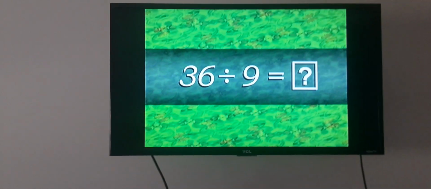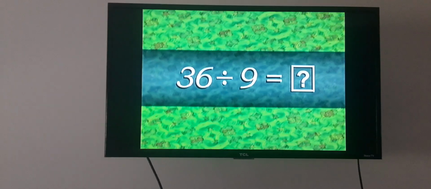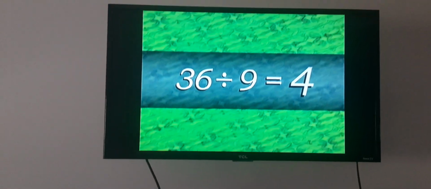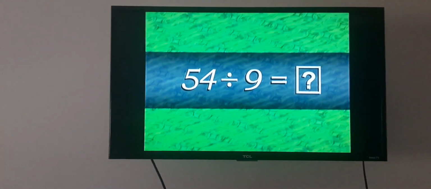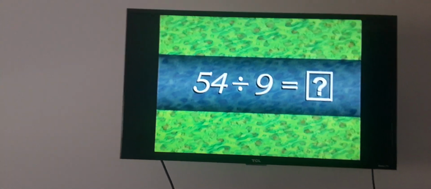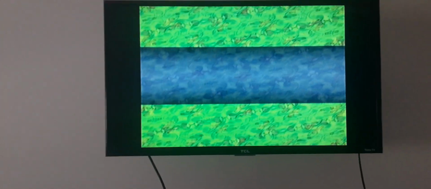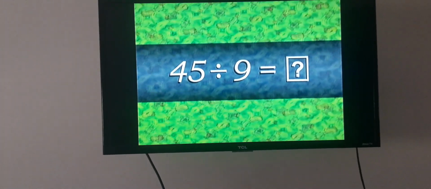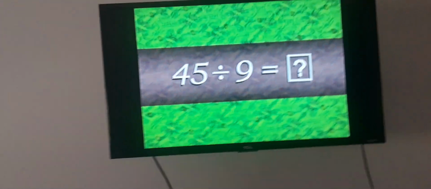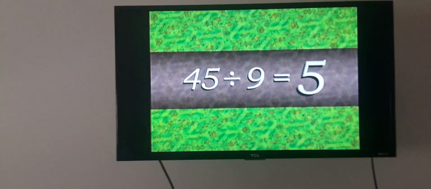36 divided by 9 is 4. 54 divided by 9 is 6. 45 divided by 9 is 5.